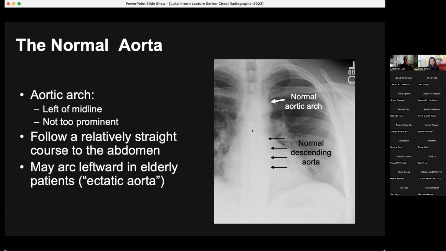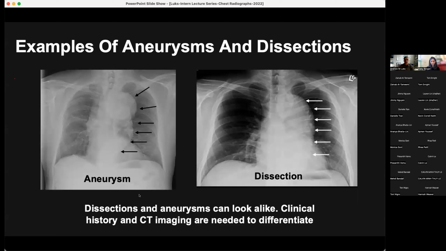Occasionally in elderly individuals, particularly those with long-standing hypertension, you can get what's called an ectatic aorta, in which it will swing out a little bit, but is still of normal diameter. That's in contrast to the very abnormal aortic shadows that you see here, where this patient has a huge aortic knob, dilation, and an awkward course of the descending aorta. This patient ended up having an aneurysm.